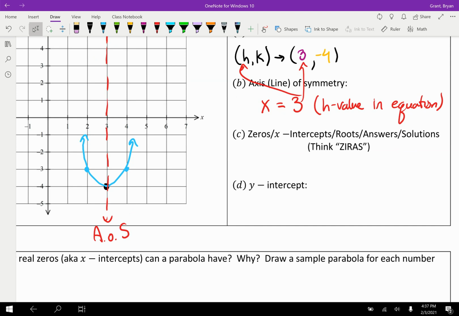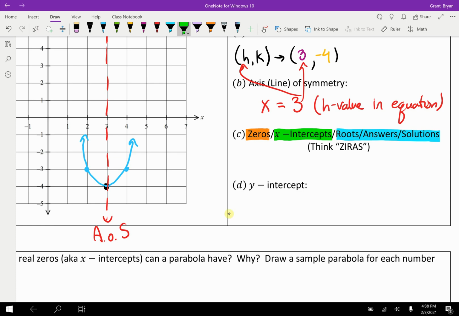Part C throws 5 words or phrases at you that really, for our intents and purposes, all mean the same thing. Now, we're only going to talk about 2 of them in depth today, and we're going to discuss the other 3 later on. The 3 we're going to discuss later on are roots, answers, and solutions. So if you're talking about an equation and they say, I want you to find the roots, or I want you to find the solutions to this equation, then really what they mean is they are looking for the zeros. But what are zeros? Oh, zeros are actually just a fancy way to say the x-intercepts.